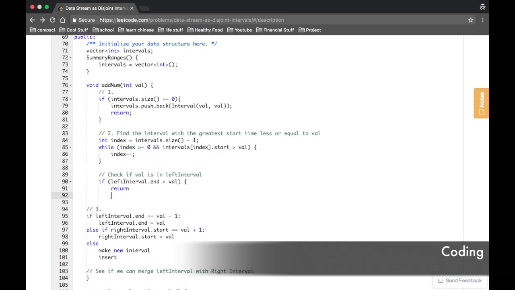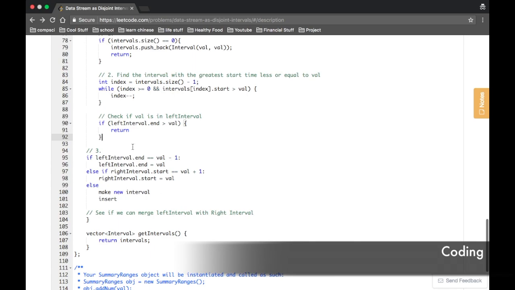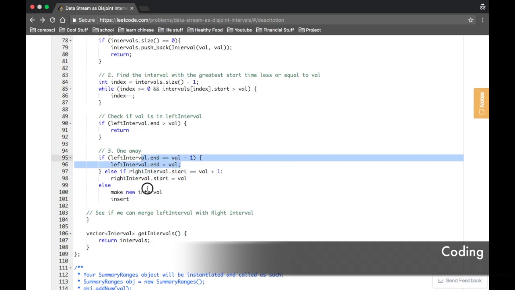Yeah, in that case we just don't do anything. Okay, so now we have to check what if it's one away. Well, if it's one away, seems like my pseudocode's pretty helpful. If value is 1 away from the left interval, then we set the interval.end equal to value. If that's not the case, then we check the interval on the right. If the interval on the right's start time is equal to the value plus 1, that means that we want to modify the right interval's start time.